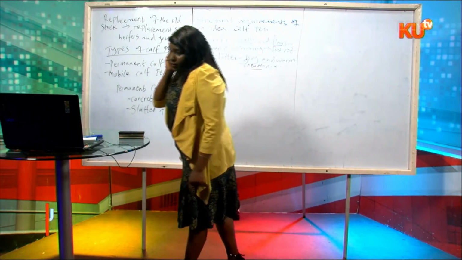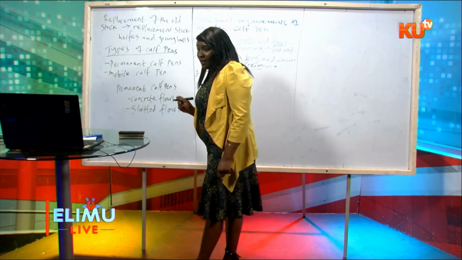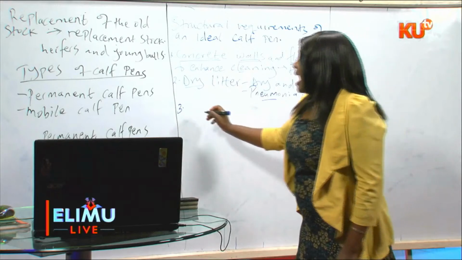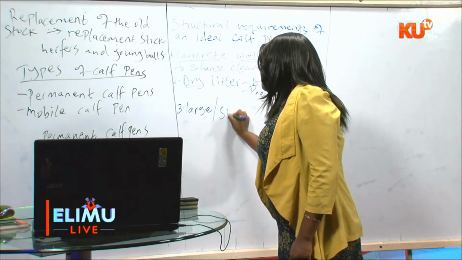So the third or number 3 requirement of a calf pen is that the calf pen should be large enough. Large, or you can talk of spacious.